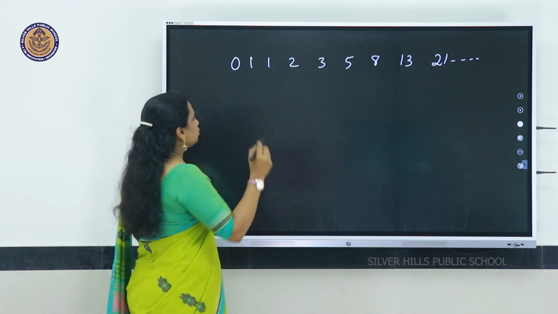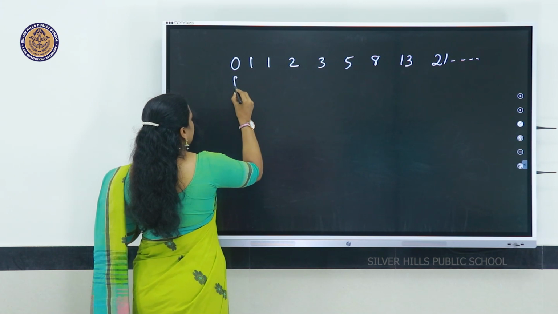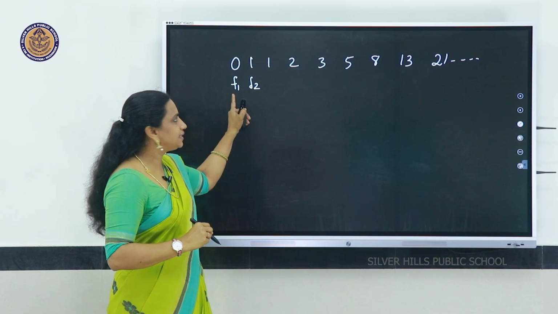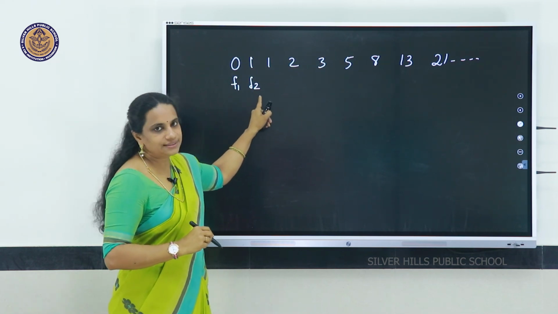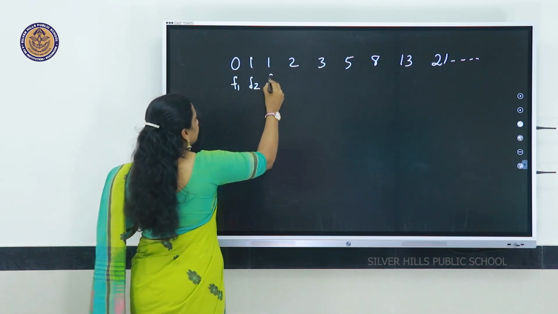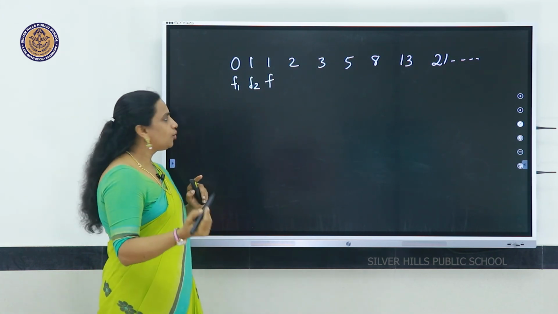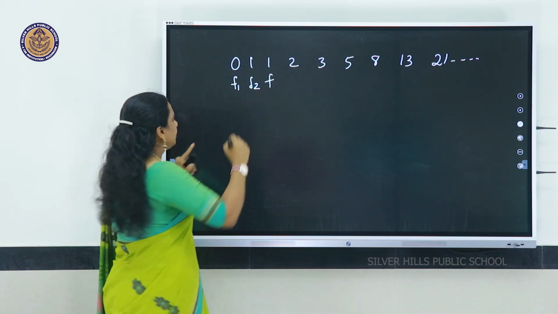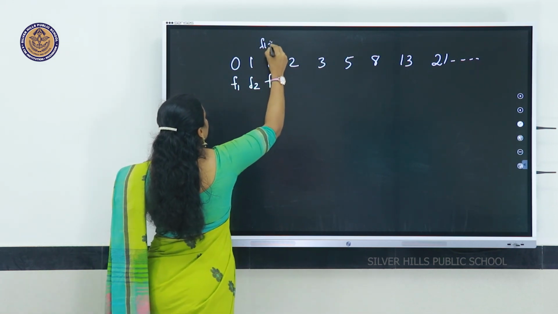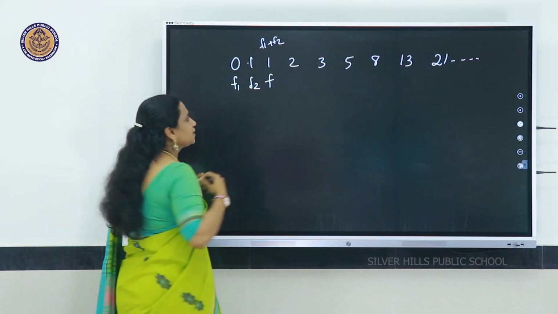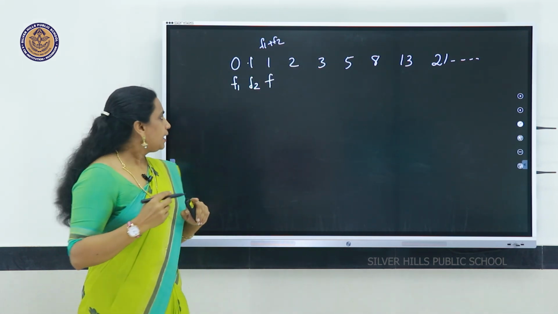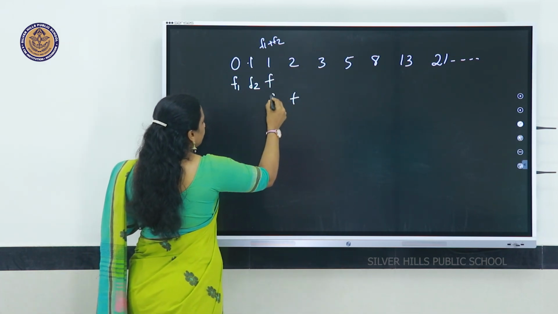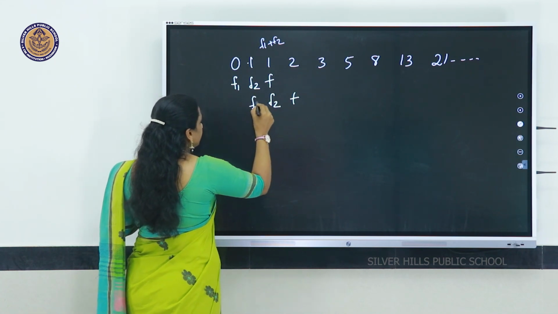Now, assume that this number is F1 and this number is F2, the first number and second number of the Fibonacci series. Now, just consider this as F. What is F? F is the sum of F1 and F2. That is, 0 plus 1 is equal to 1. Now, next time this will become F, this one will become F2 and this will become F1.